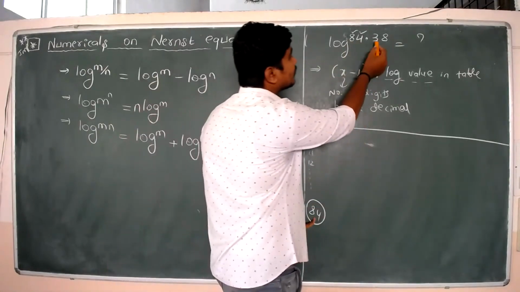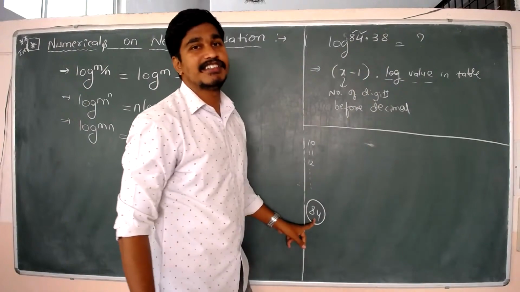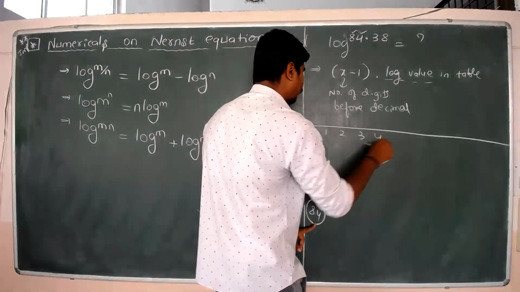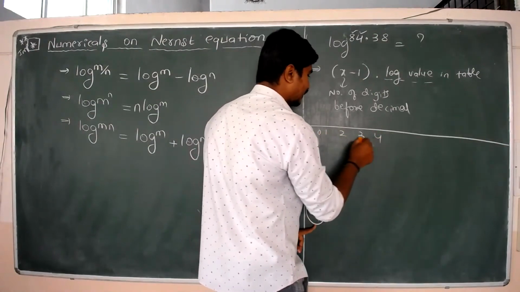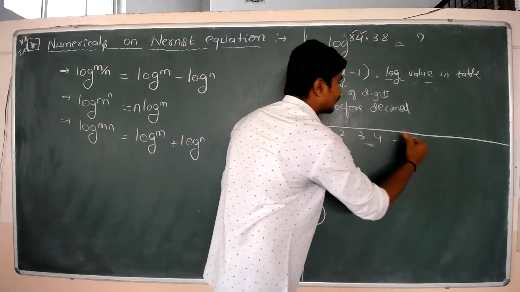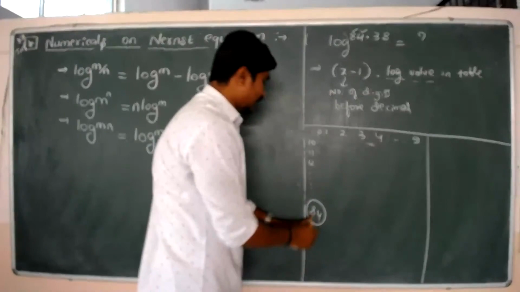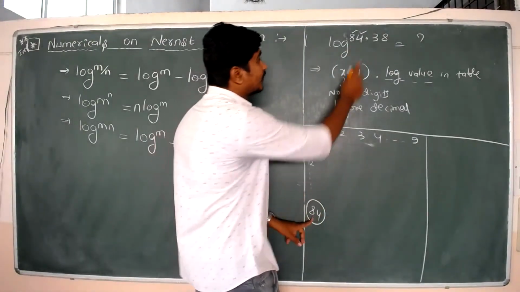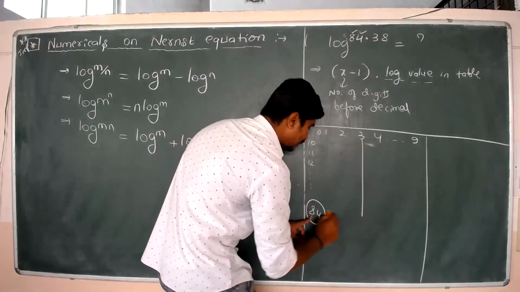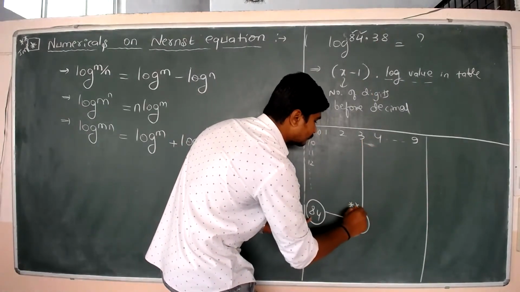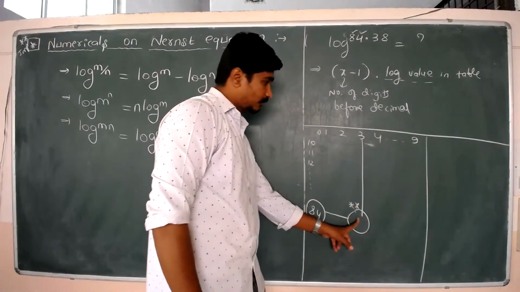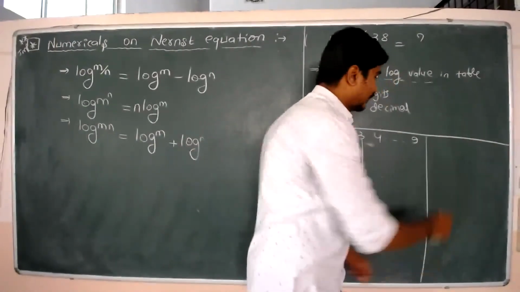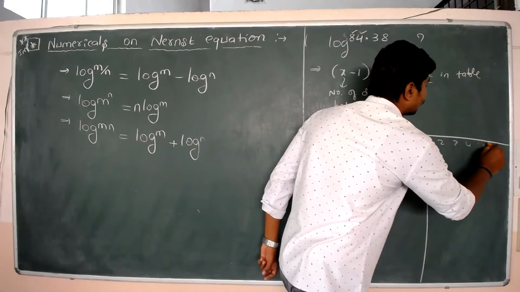Now the next, third digit. Here 3 is there. The third digit is 3. Then you have to search here: 1, 2, 3, 4, 0, 1, 2, 3. Here it is 3, exactly. Now here it is 84, first two digits. Here you have to search the next, which is 3. Here is this 3. This value you have to mark. Next, the last digit is 8. Again the values are right here: 1, 2, 3, 4, 5, 6, 8 is there.